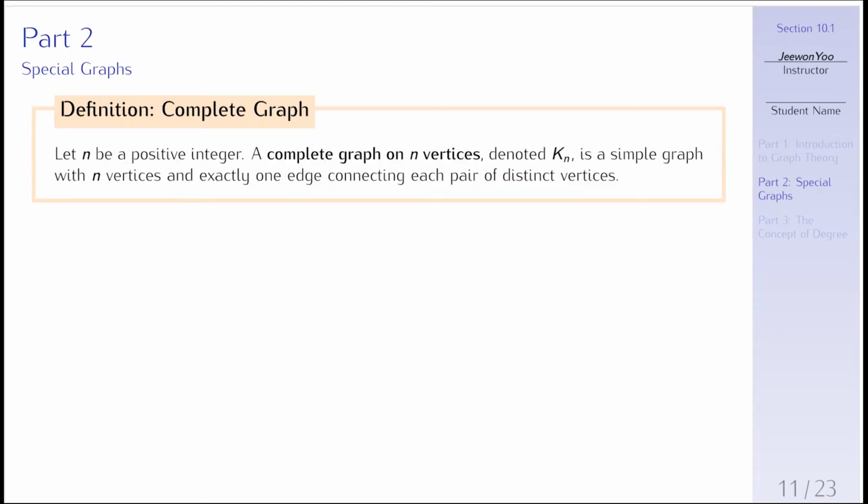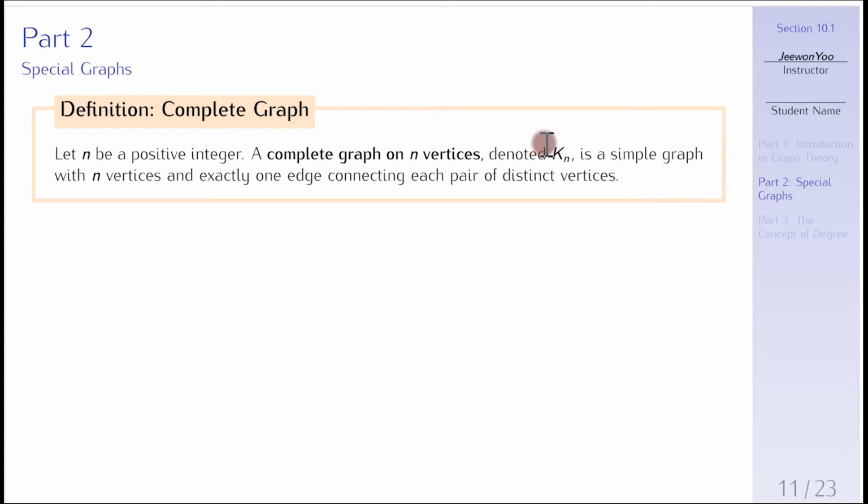Here's the new definition. Complete graph. It's actually a very simple definition, everyone. If you understand the definition of simple graph, which we just did in the previous slide, then this is actually pretty straightforward. This assumes that we have a simple graph with n vertices. And the only important part that you have to remember is that we have exactly one edge connecting each pair of the vertices. That's the main keyword for this definition.